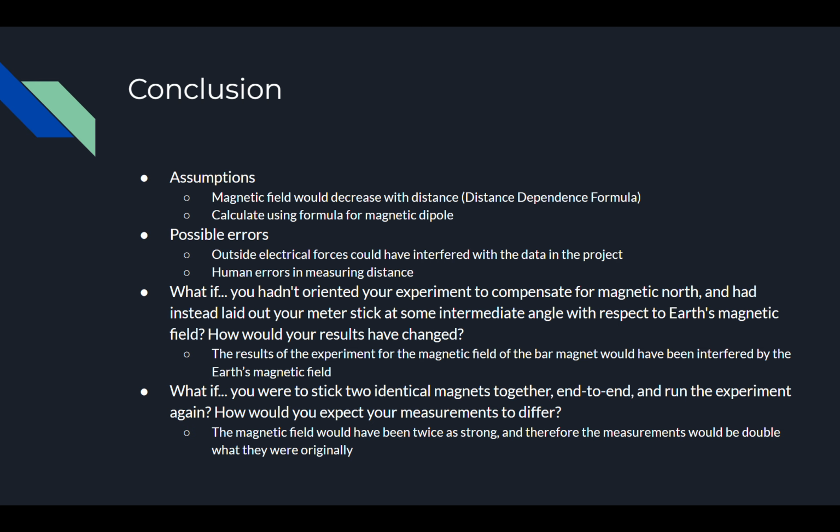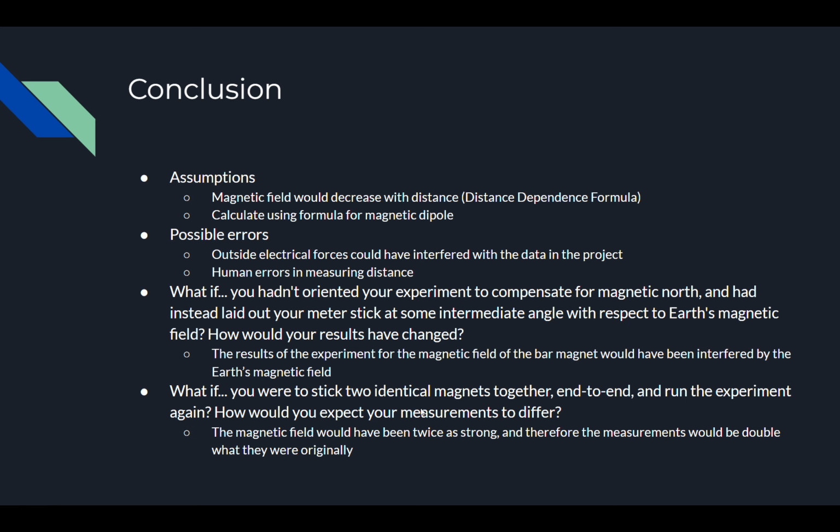The first what-if question: what if we hadn't oriented the experiment to compensate for magnetic north and then laid it with some intermediate angle with respect to Earth's magnetic field? Well, this would have interfered with the data that we got for the magnetic field of the bar magnet, because the Earth's magnetic field would have also played a part in interfering with the data.